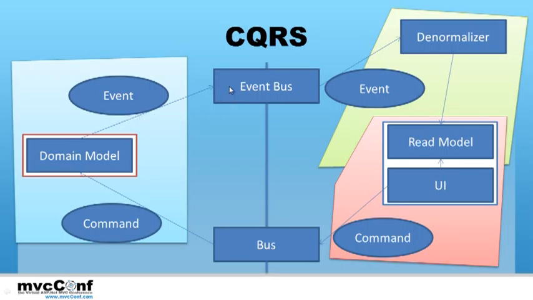These events are put on an event bus, which carries them to any and all denormalizers that have been registered that handle that event. These denormalizers are classes that update the denormalized read model based on the event that has occurred.